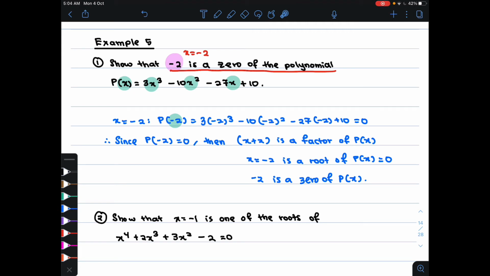So whenever you have p(something) equal to 0, you can write down 3 conclusions, which are a factor of p(x), a root of p(x) equal to 0, and a 0 of p(x). Since the question only wants us to show that negative 2 is a 0 of the polynomial, therefore this is the answer that we need.